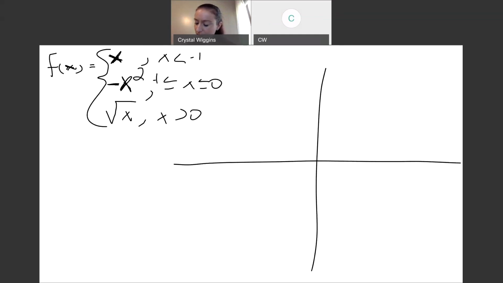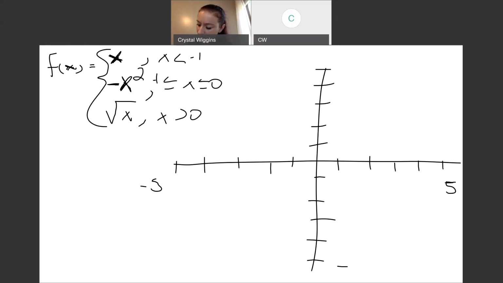So let's draw this in. And I'm going to draw these 3 functions. So we know that x is a linear line that goes through the origin and meets all the points like 1, 1, 2, 2, 3, 3, 4, 4, that kind of thing. And since it exists on the left side where we are less than -1, here's -1, -2, -3, -4, -5. Okay, so I want to choose a color. I'm going to choose red.